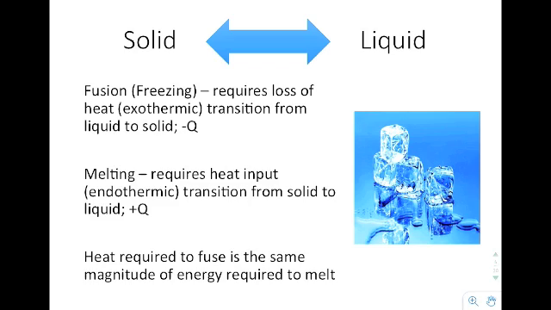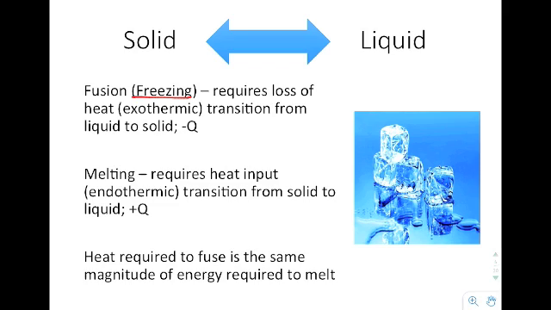So the first transition we have is from a solid to a liquid, or a liquid to a solid. Generally this whole thing is called fusion, but sometimes we want to be a little bit more specific. So we say fusion is the process in which you go from a liquid to a solid, and that's the right term, but freezing is more common. It requires the loss of heat, so that means it's an exothermic transition. And because you're losing heat, you have a minus Q value. Now, whenever it melts, you're having an energy input, and that makes it an endothermic reaction and means you have a positive Q value.